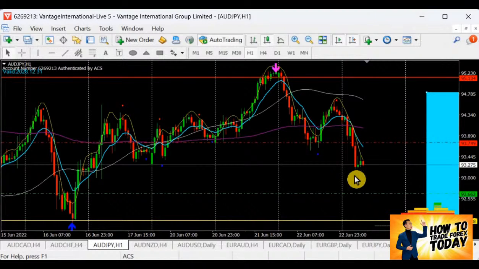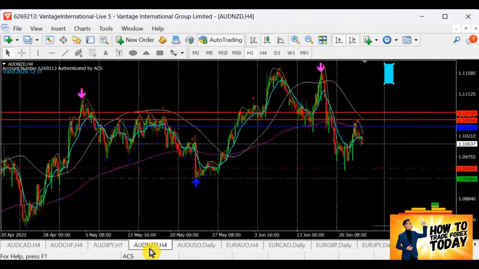It may retrace upwards to test the resistance. If it's testing the resistance without breaking, when it starts to have a new cycle in H1, like green, red, something like this, or even something like this, then it's a sign of selling, and we can start selling from there. So I'm going to put Aussie yen into my selling list today. It looks good, but wait for the retracement. So next to go, Aussie Kiwi.